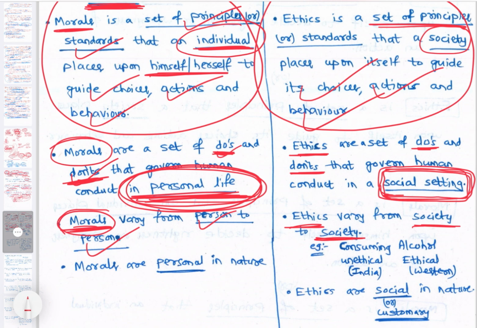We have already discussed. Consumption of alcohol is unethical in India, and alcohol consumption is ethical in Western society. So ethics vary from society to society. Society can be Western society, Indian society. In Indian society also, in South Delhi they have different ethics, and in rural areas of India they have different ethics. So it varies from society to society.